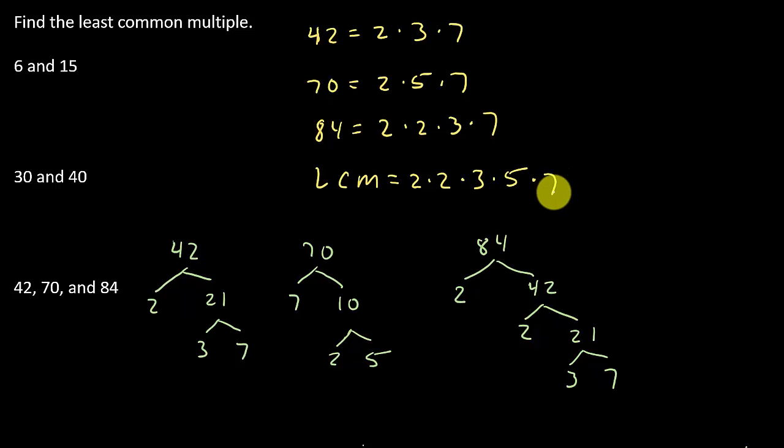And then we can multiply all this together. That's going to be 420, assuming I didn't hit a button wrong on my calculator. Okay, so that's your least common multiple.